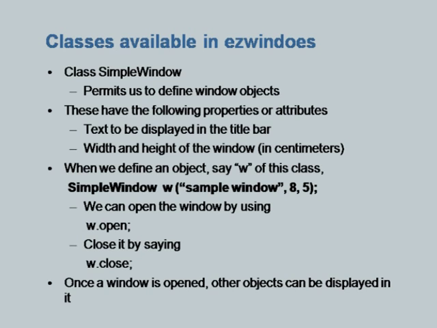Once I say this, I can say w dot open. w dot open is a member function. It will open that window, it will display that window there. Then I can display other objects inside it, and later on I can close that window.